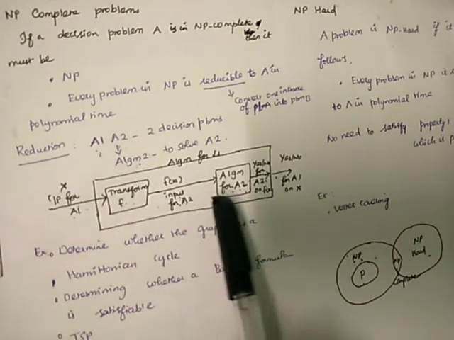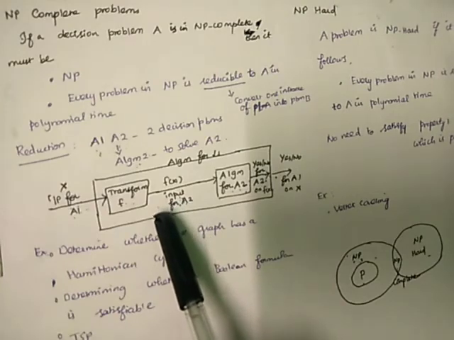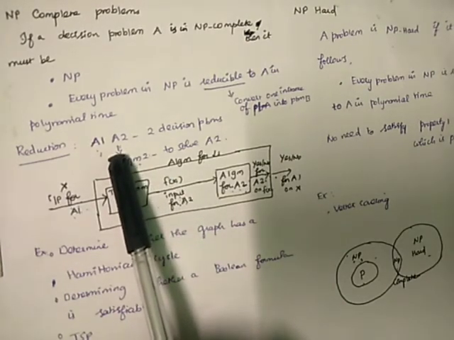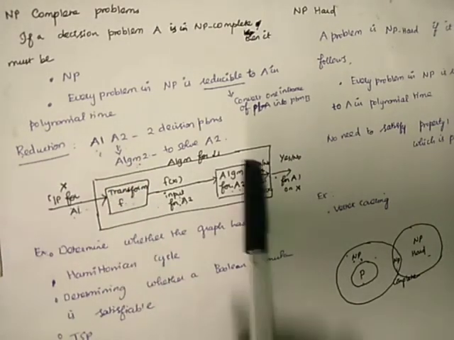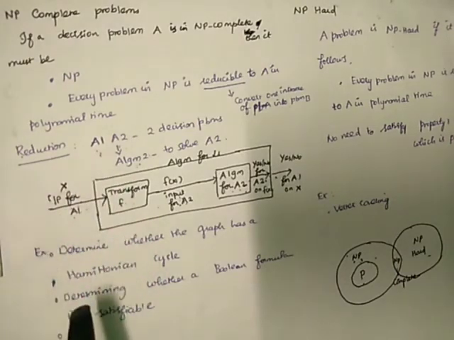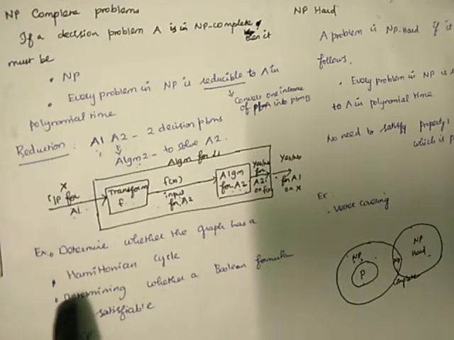We have to note this transformation should be done in polynomial time, and then this algorithm 2 should solve the problem A2 within polynomial time. If there is a scope for these things, then this problem is known as an NP complete problem. So examples of NP complete problems are the Hamiltonian cycle problem, then determining whether a Boolean formula is satisfiable or not, and the third one is TSP.